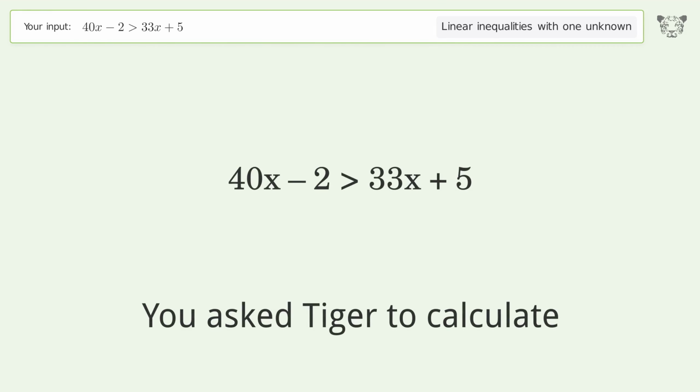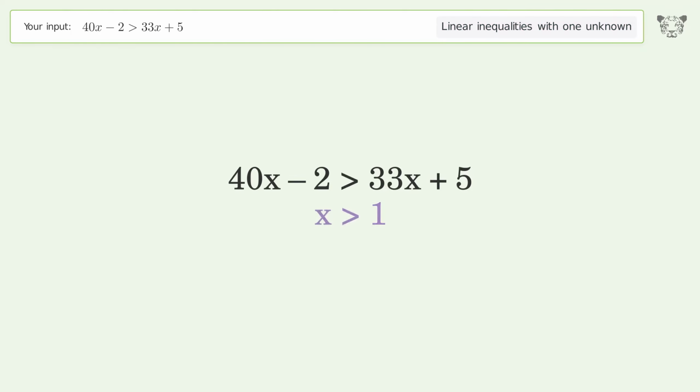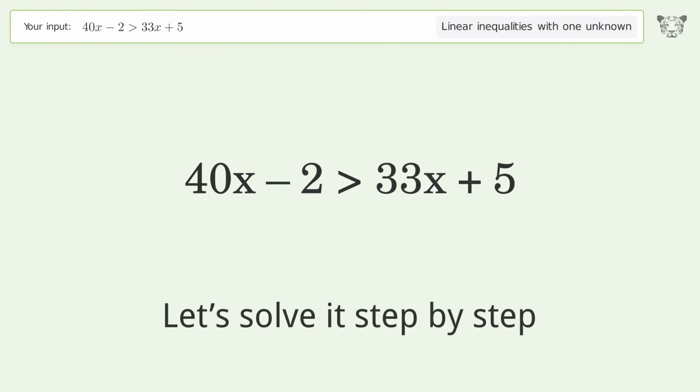You ask Tiger to calculate. This deals with linear inequalities with one unknown. The final result is x greater than 1. Let's solve it step by step.